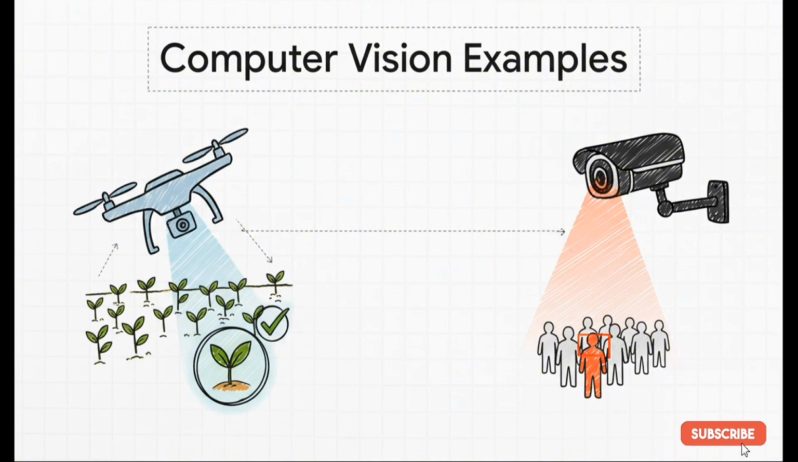And you see this tech popping up everywhere. I mean, think about a drone flying over a field of crops. It's using computer vision to see which plants are healthy and which ones are not. Or a security camera in a crowded place, using it to spot unusual behavior. In both cases, the AI is doing the same thing. It's looking at the world and making sense of it.